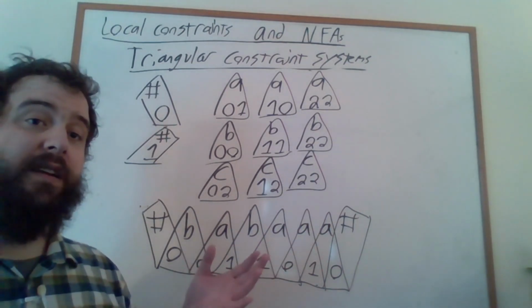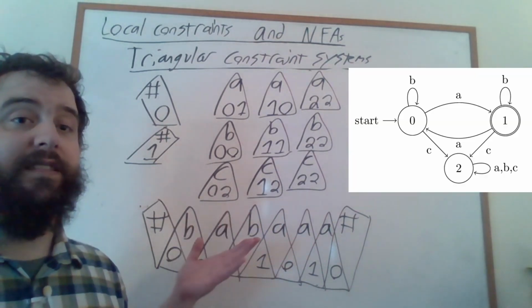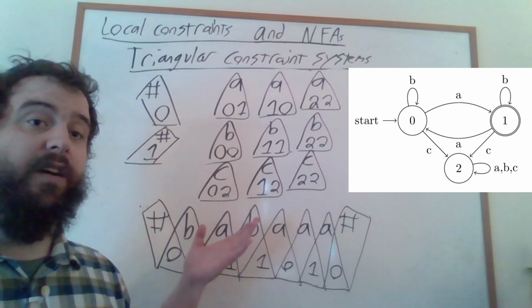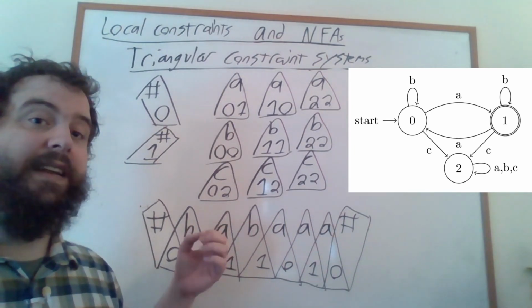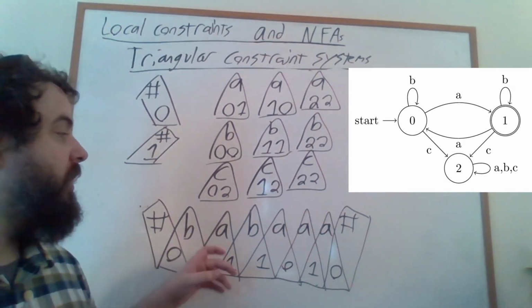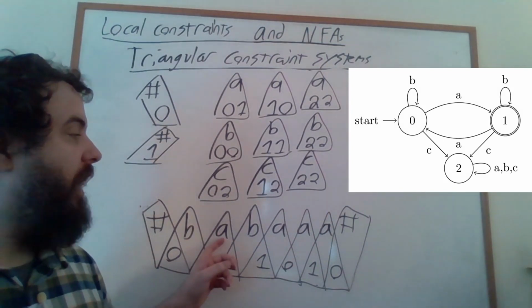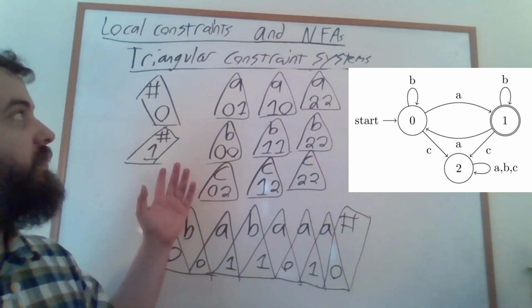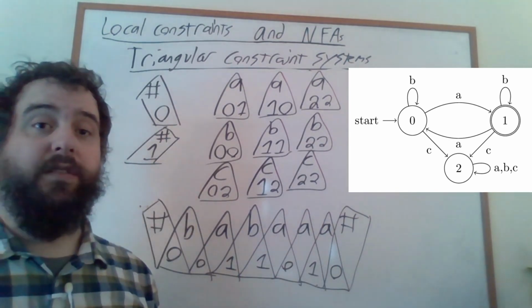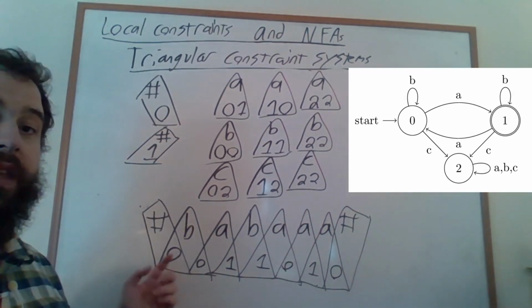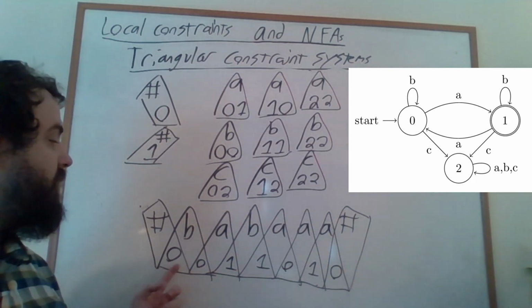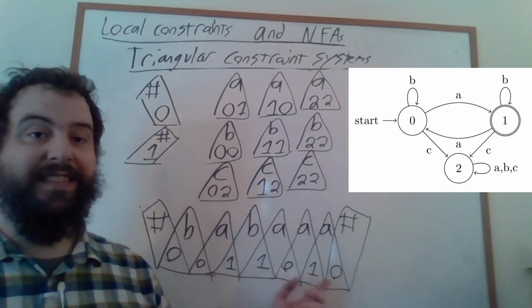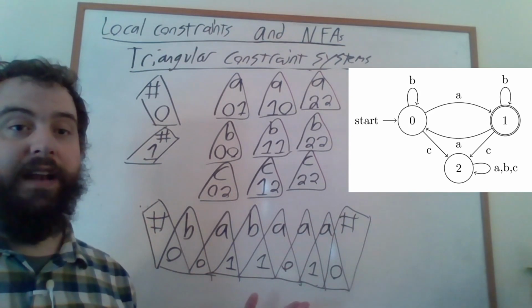Now, what I've done here is I've secretly taken the finite state automaton from our finite state automaton video that recognizes the language of words that only have an odd number of A's and no C's in them, and converted it into a triangular constraint system. If we wanted to, we could view each of these numbers here as a state of our deterministic finite automaton.